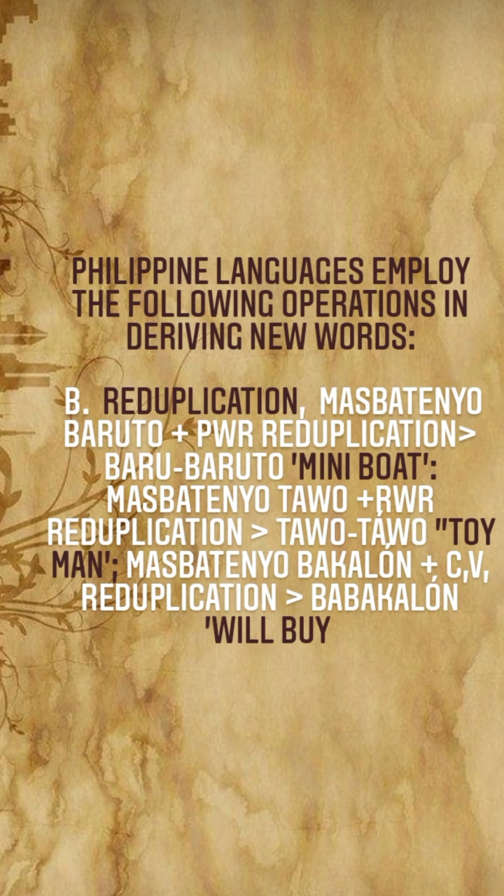And reduplication is the repetition of a word or part of a word to form a new word. For example, in Masbateño, the word baruto is reduplicated as baru-baruto, which is translated as mini boat. And the word tawo reduplicated as tawo-tawo is what we call toy man. Another one, the Masbateño word bakalon, in reduplication babakalon, is translated as will buy.